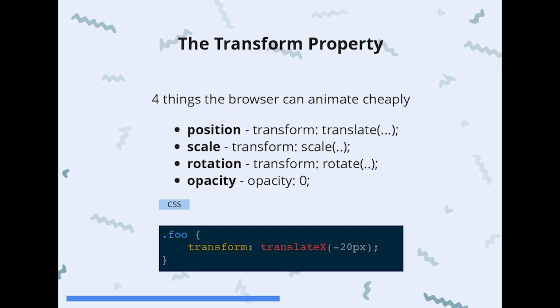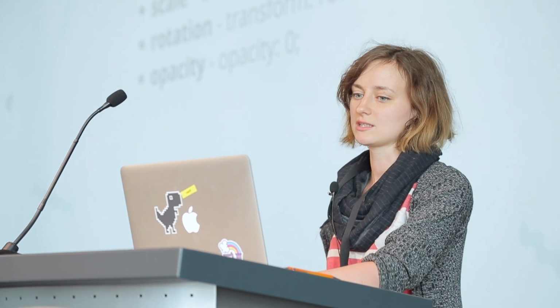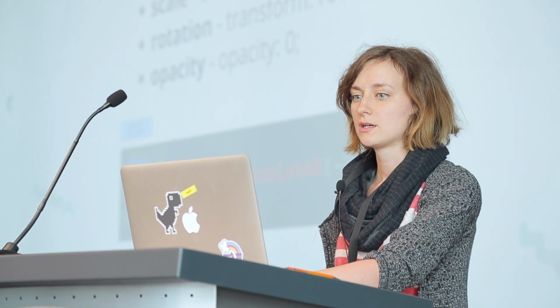When we do animation, the most important property to use is the transform property. There's 4 things the browser can really animate really cheaply, and that's position, scale, rotation, and opacity. Position, scale, and rotation, you can do them all with CSS transforms. And opacity is just CSS opacity. You use them in CSS with the transform property mostly.